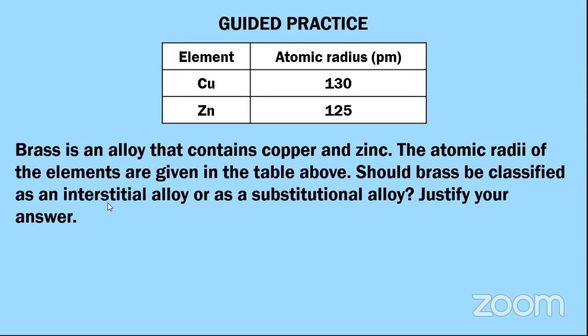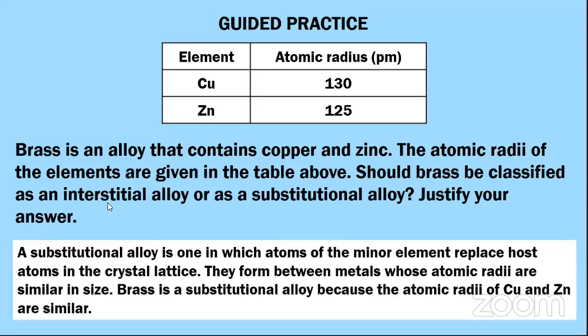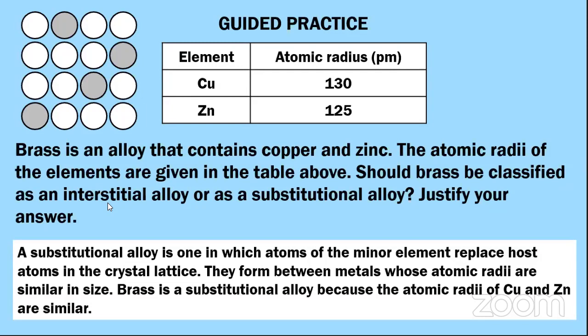A substitutional alloy is one in which the atoms of the minor element replace host atoms in the crystal lattice. So substitutional alloys form between metals whose atomic radii are similar in size. So brass is a substitutional alloy because the atomic radii of copper and zinc are similar.